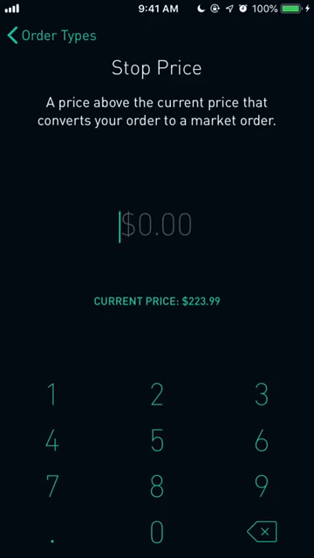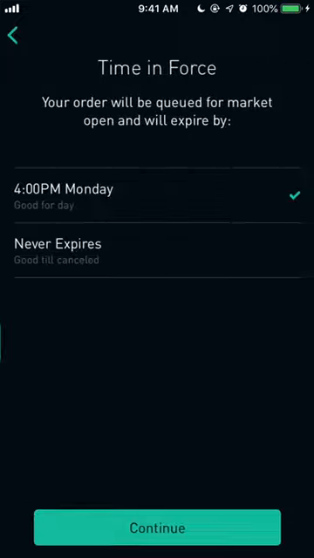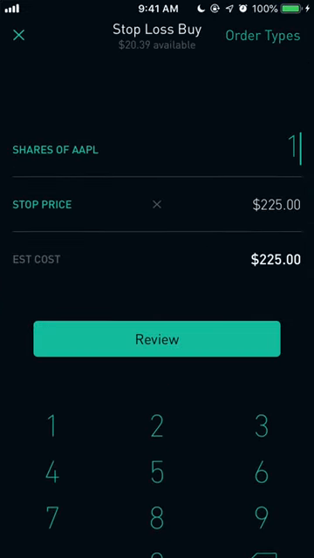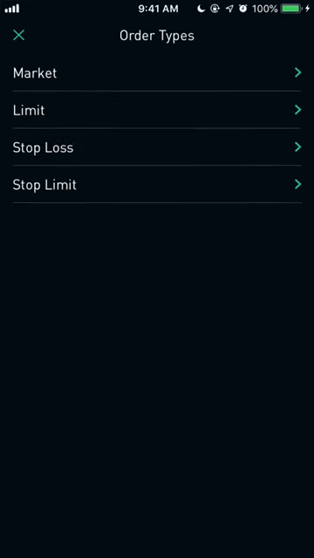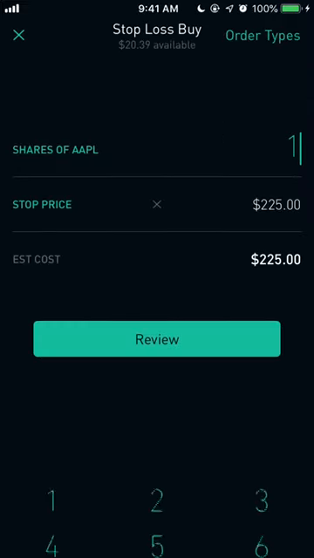And this one I actually should have done a little bit more. Once again, it's the same thing. You've got to click it twice, though. Continue, and then it will go through. So those are all the order types in terms of buying. Next, I'm going to go on to the order types in terms of selling.